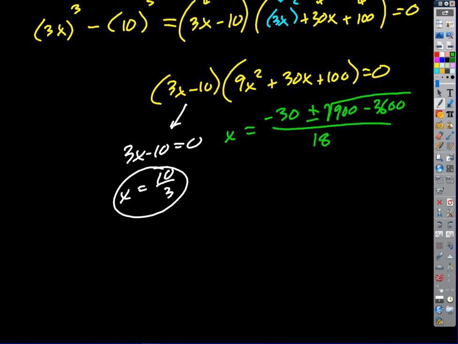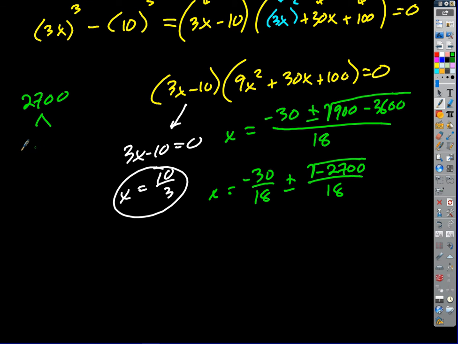So we can simplify that then. If I break it up into separate parts, I'm going to get negative 30 over 18 plus or minus the square root of 900 minus 3600, which is negative 2700, over 18. So 2700, well 2700 is just 27 times 100. So if I wanted to make a factoring table out of that, I could turn that into 100 times 27.